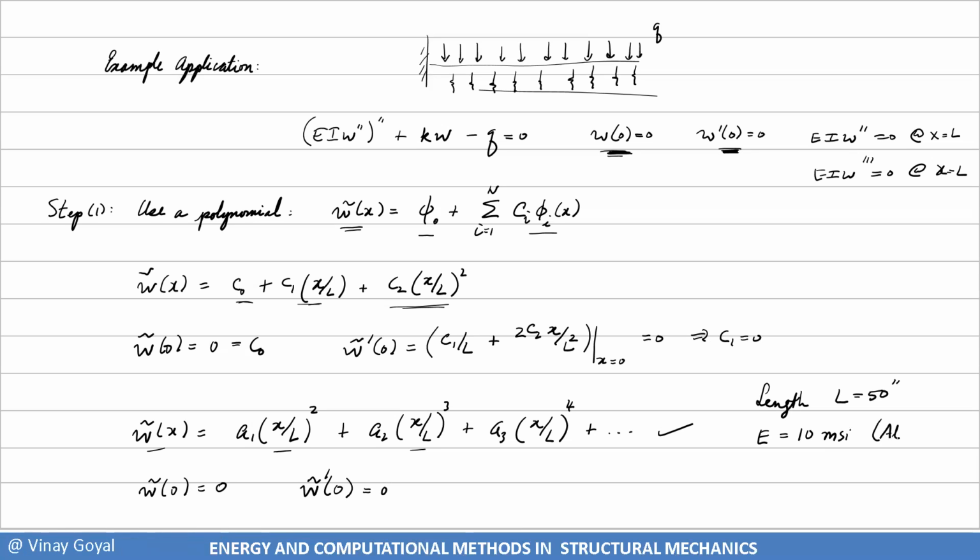That's aluminum. And I'm going to use a moment of inertia of 1 over 12 BH cubed, so 1 inch height. Sorry, the width is 1 inch, the height is 1 inch cubed. So I just keep it simple. So I get 1 over 12.